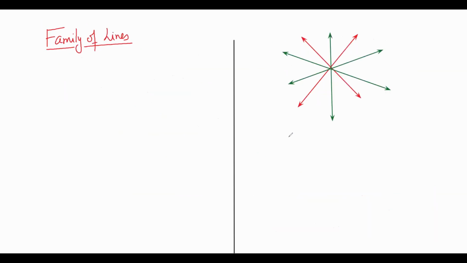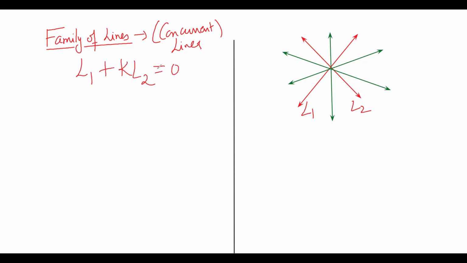Now next, the family of lines is written here, and in other words, we can give this the name concurrent lines. How? This is the diagram, and these two red lines are L1 and L2, whose equations are given to us. This whole diagram of the family of lines is represented by L1 + kL2 = 0, just as for a family of planes, phi 1 + k phi 2 = 0.